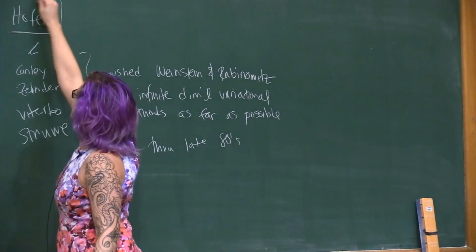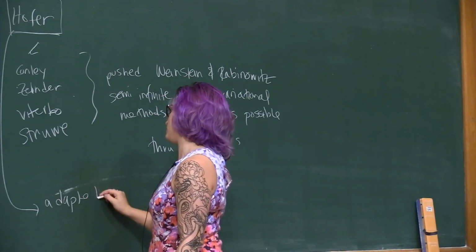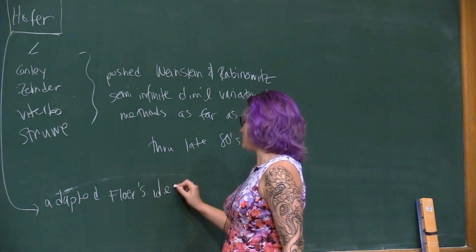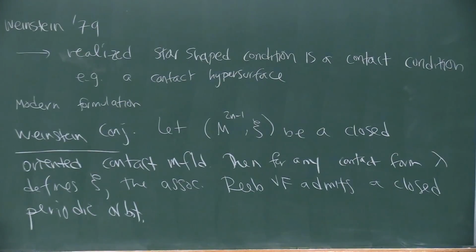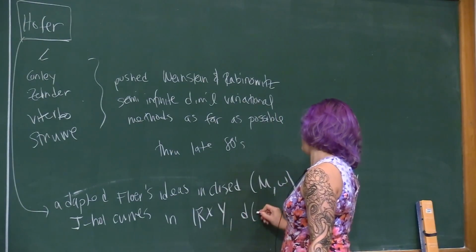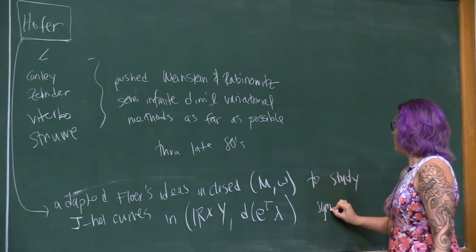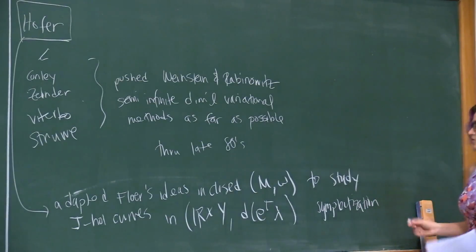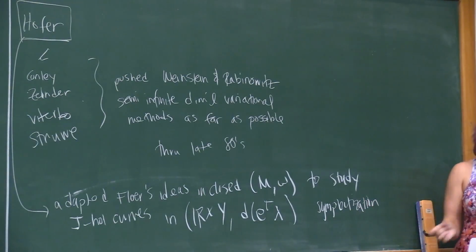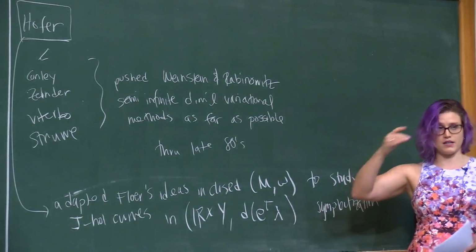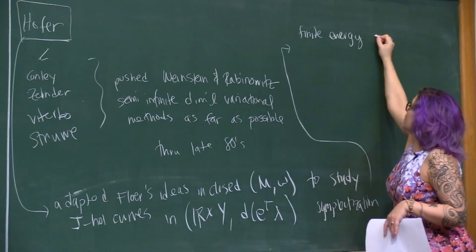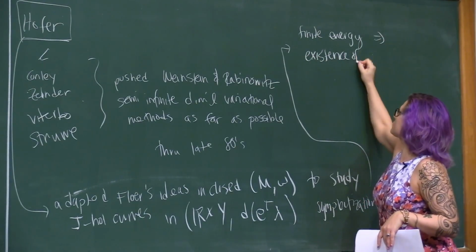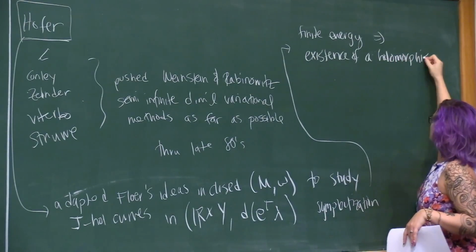But then what Hofer did is he adapted Floer's ideas in closed symplectic manifolds to study J-holomorphic curves in symplectizations of a contact manifold. This is the symplectization, and by doing this, he looked at J-holomorphic curves, and there wasn't a perturbation by the Hamiltonian vector field, but you have a similar asymptotic condition. And what he was able to do was show that finite energy implied the existence of a holomorphic plane which limited on a closed Reeb orbit.